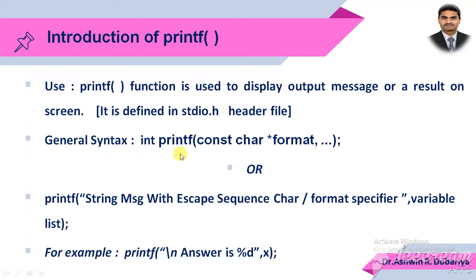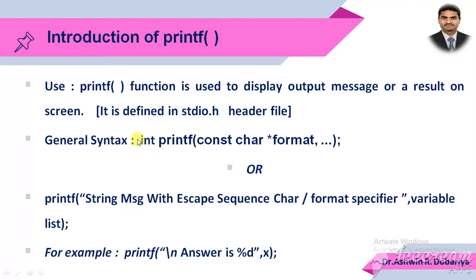Now the syntax of the printf function is printf, then in brackets we mention the formatted string, comma, list of variables. In the formatted string, in double quotation marks, whatever string we want to display in output, we mention it in double quotation marks, comma, and sometimes if you want to display the value of a variable, you can mention the list of variables here. So this is a very simple syntax of printf, and it returns an integer type of value.